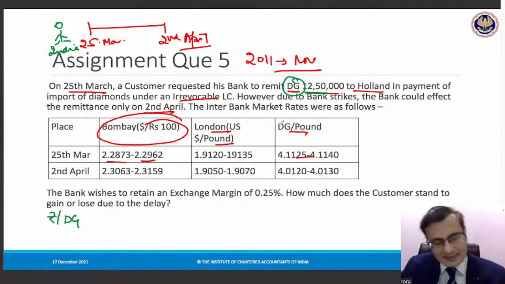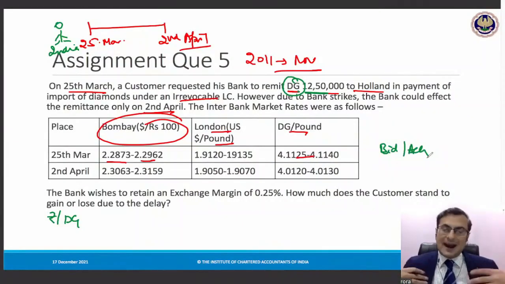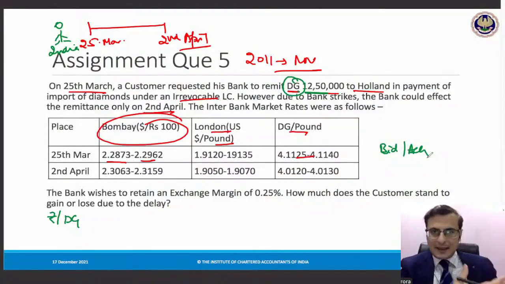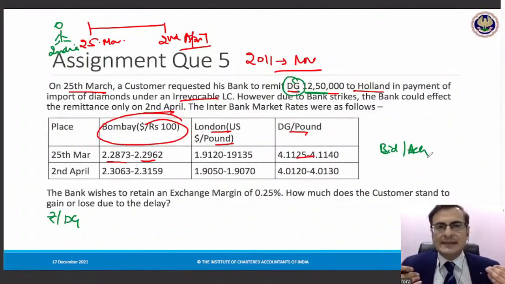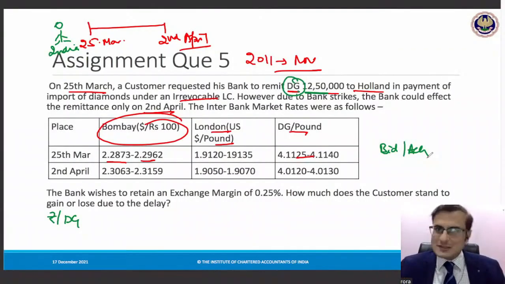So this is clear? Yes, sir. Now the second thing is what I'm supposed to do: bid or ask. I am an importer. I want to buy DG. I go to the bank, and the bank sells me the DG. DG is a currency. It's not a generator, it's a currency's name. So I am buying DG, and the bank is selling DG. So this is clear. I need the ask rate.